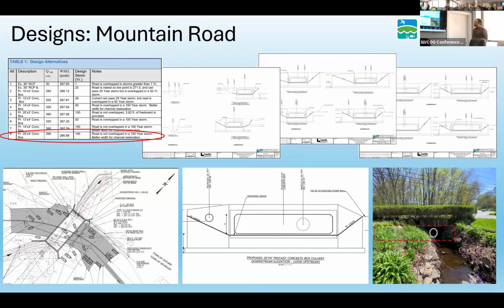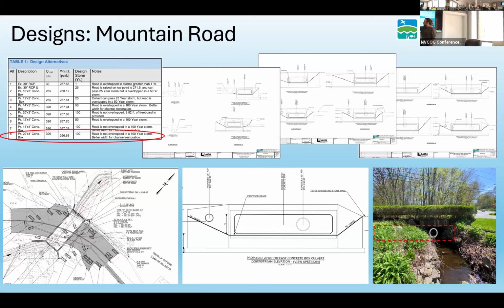And so Luke's went to work on a number of possible options, understanding that there's more to this decision than just what's best for streams and salamanders and fish. There are a lot of other constraints, so they came up with a range of possible box culvert sizes and put together a number of designs. We highlighted here just the one that we recommended, the largest possible one.